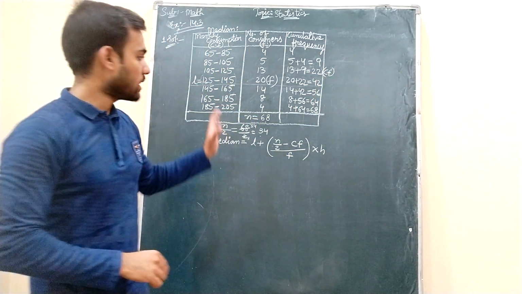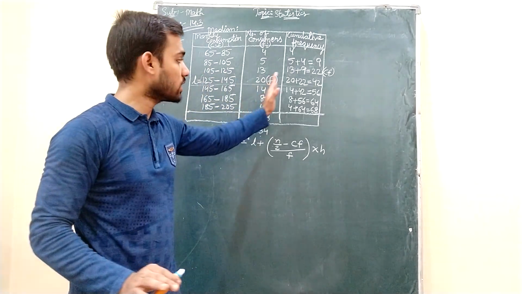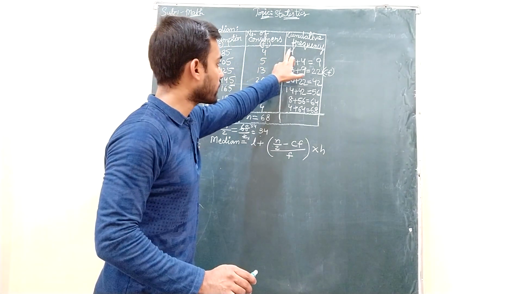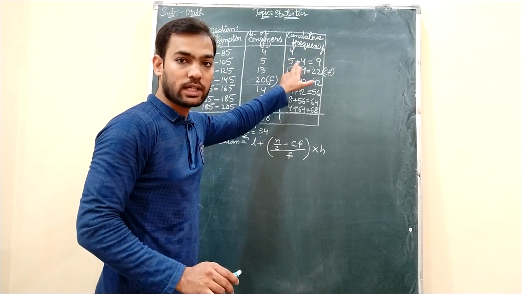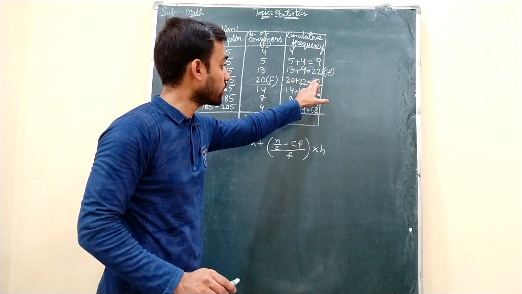Understand, students? Again I repeat, class interval and frequency are already given in the question. Cumulative frequency, how will we make it? We copy down all these values. This 4 we add to the next frequency, we get 9. Then this 9 we add to the third frequency, we get 22.